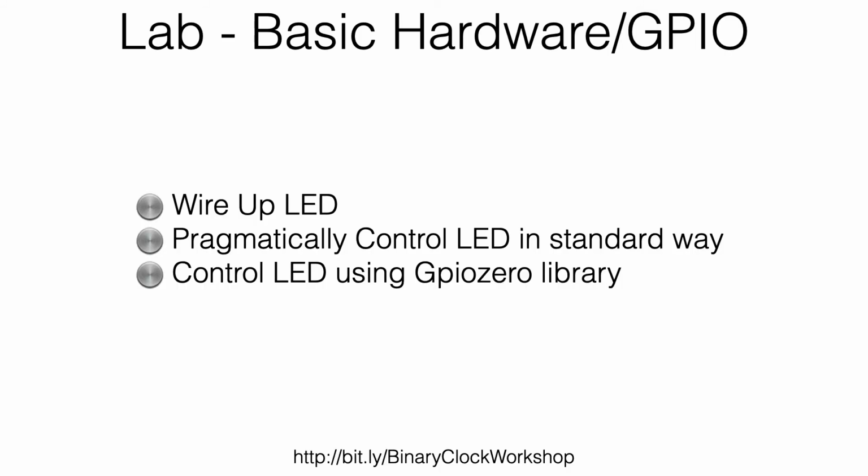And now it's time for the basic hardware GPIO lab. You'll wire up the LED like we talked about. Then you'll control it programmatically using the standard Raspberry Pi library. And then finally, you'll do it again using the gpiozero library. Now, stop the video, complete the lab, and when you're done, come back and we'll start on the next one.